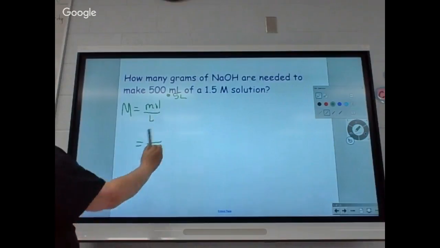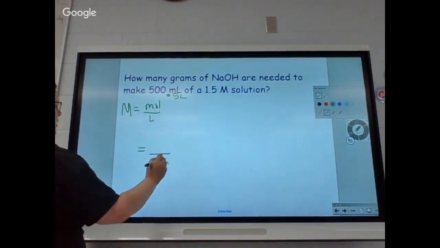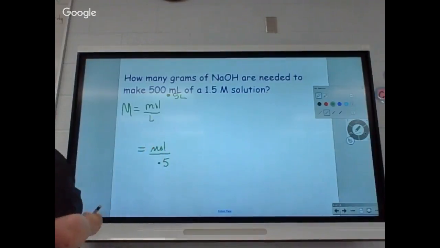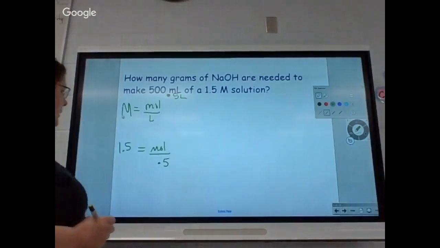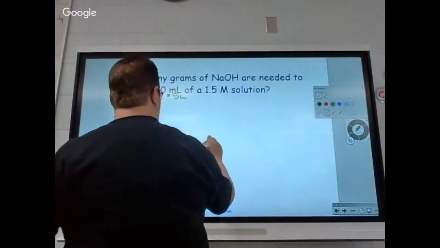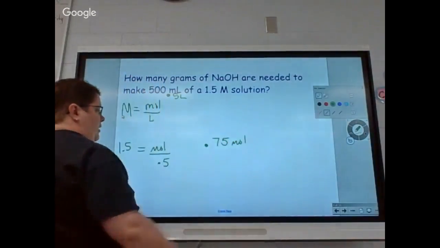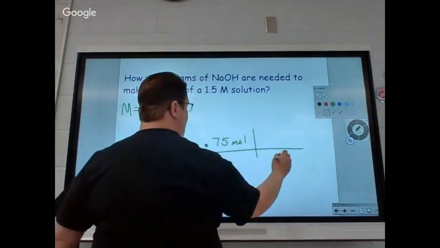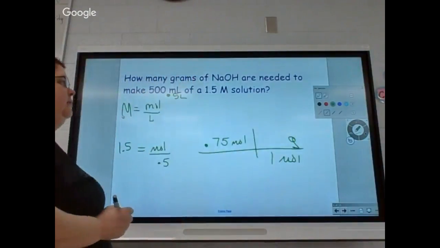Let me fix that a little bit here. 0.5 goes here. You said put moles on top. Good. Okay, 1.5 there. So I do what? Okay, so that'll be 0.75 if I do that right in my head. All right, 0.75 moles. Good. Now convert it to grams. So moles on the bottom. Grams, 1 mole, and 40.